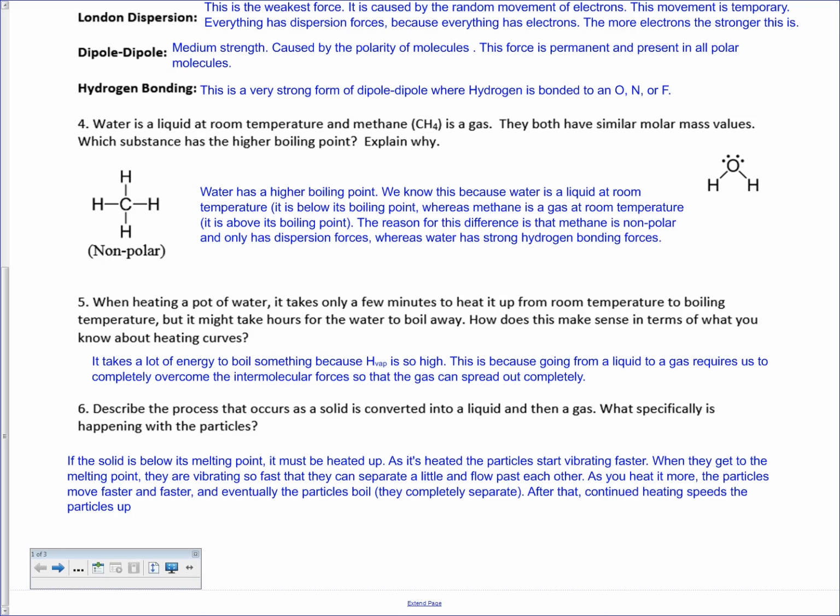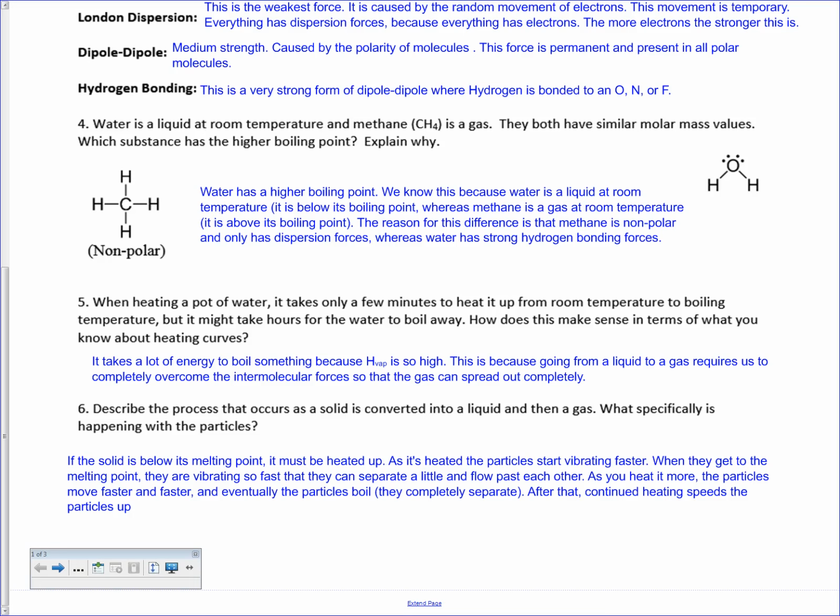Question number 6 describes the process of something going from being a solid that's below the melting point all the way up to a gas that's above the boiling point. This is a really important question that you understand because a lot of the concepts I ask are related to this. So we start with a solid, and it's below its melting point, so the particles are moving really slowly, just vibrating in place. You start to heat it up, and the particles are vibrating faster and faster.